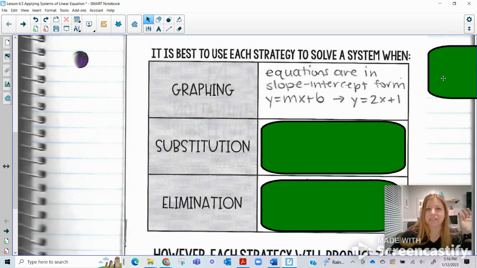Remember, it's really easy to graph in standard form when you can find the x and y intercept. So it's possible that it may be in that form. You may say, you know what, I want to graph these and see where they intersect.